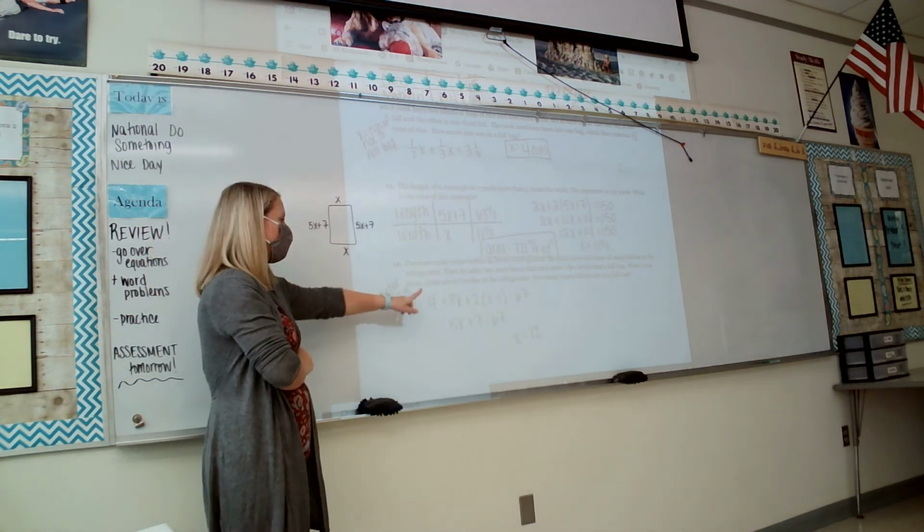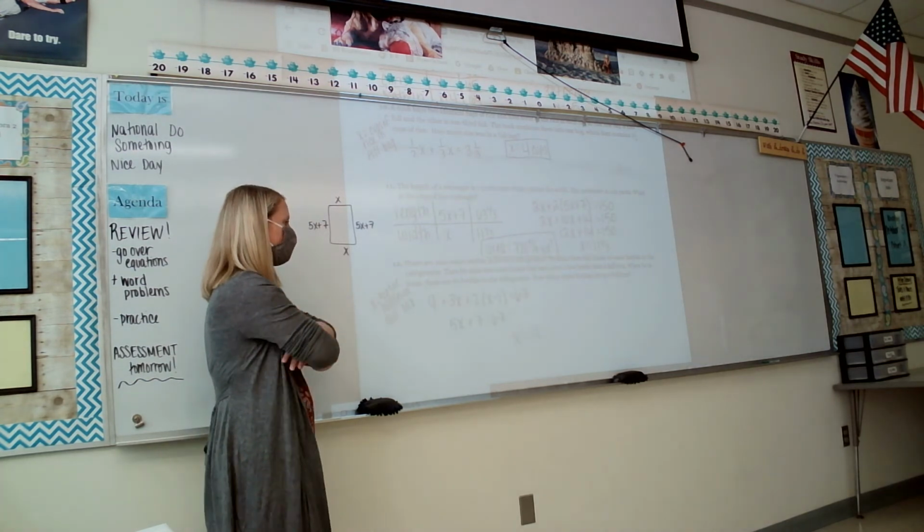How many bottles are in a full box? We just go through and solve for X. I know what X represents, and there are 12.